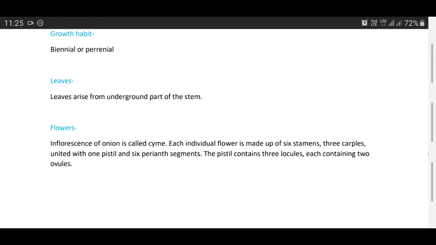While you are studying the morphology of flowers of onion as well as garlic, you should cut the inflorescence and put it on a petri dish. With the help of forceps, you see the different parts of the flowers like carpels, perianths, locules, etc.